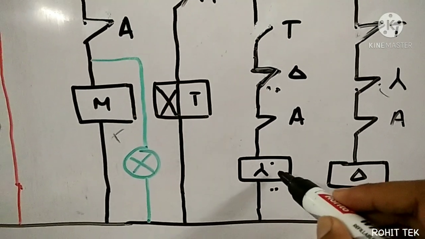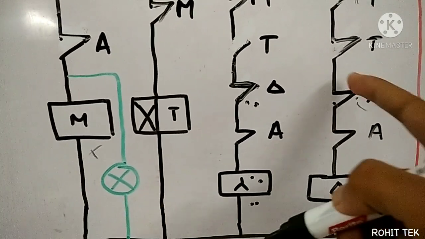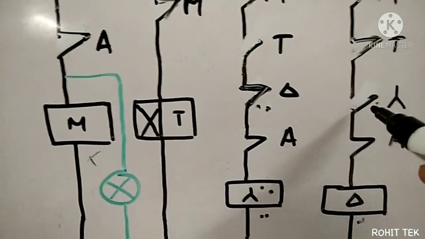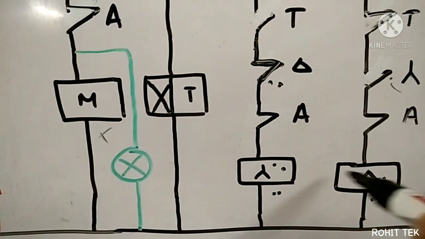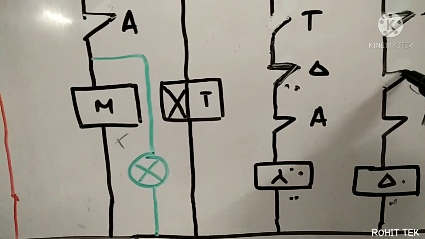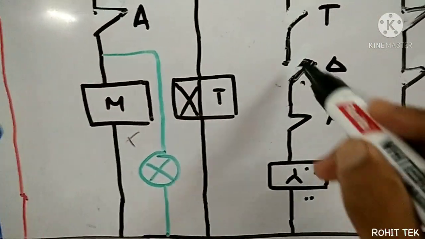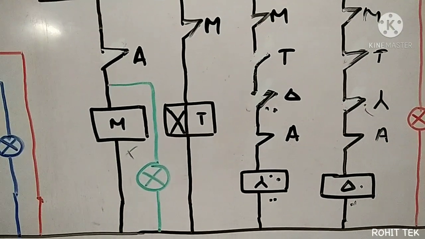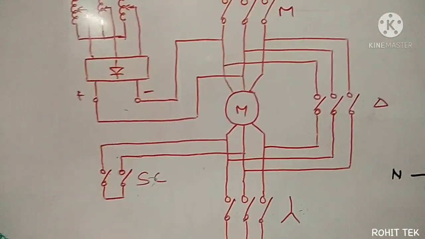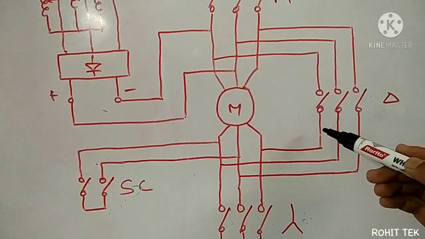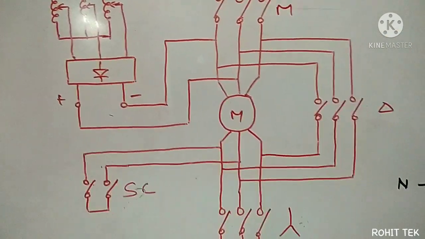What is happening when the Y contactor is energized? This contactor will remain de-energized since it is NO. And if this contactor is energized, then this Y contactor will not get energized in any condition. Why have I made the interlocking mechanism? Due to this reason: if both the contactors are energized simultaneously, then there will be a short circuit.